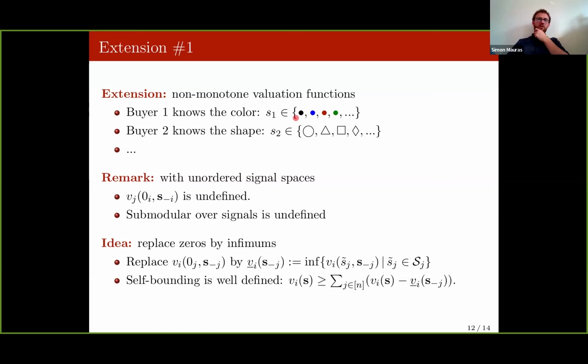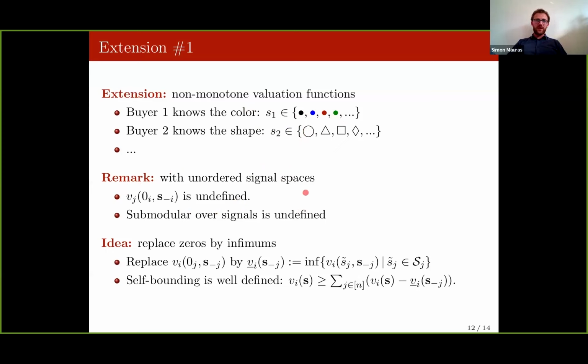But signals could be more complicated. For example, you can say that S1, the signal of agent 1, is the color of the cat that you want to buy. Or maybe buyer 2 knows the shape of the cat. Okay, that's a terrible example, but in these settings where signals capture more than just quantities, we cannot really talk about what monotonicity means, because these signal spaces are not even ordered, right? So we cannot define these lower estimates, and submodularity itself is not really well defined.